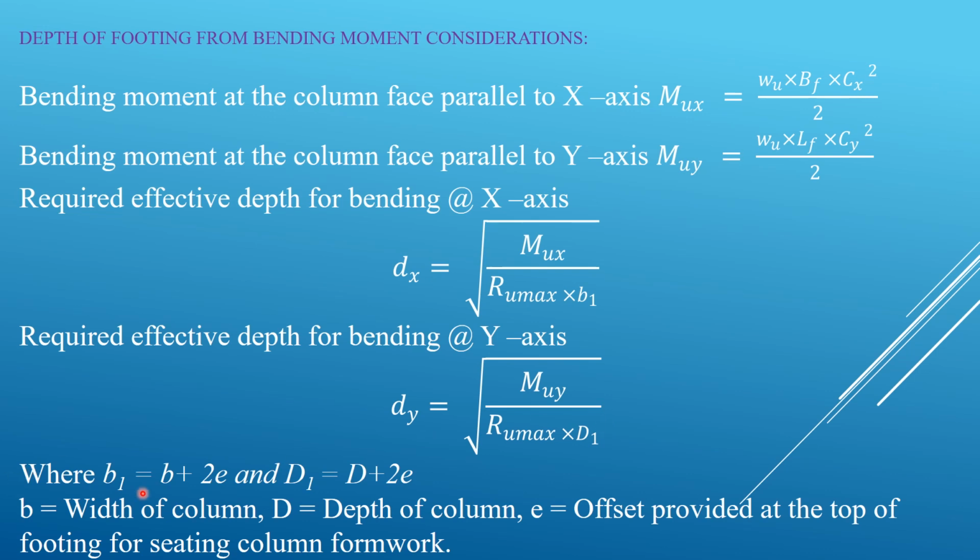D1, where B1 is equal to B plus twice E, E is the projection provided above the footing or below the column, and D1 is equal to D plus twice E, where B is equal to the width of the column and D is the depth of the column. E is the offset provided at the top of the footing for sitting the column formwork.